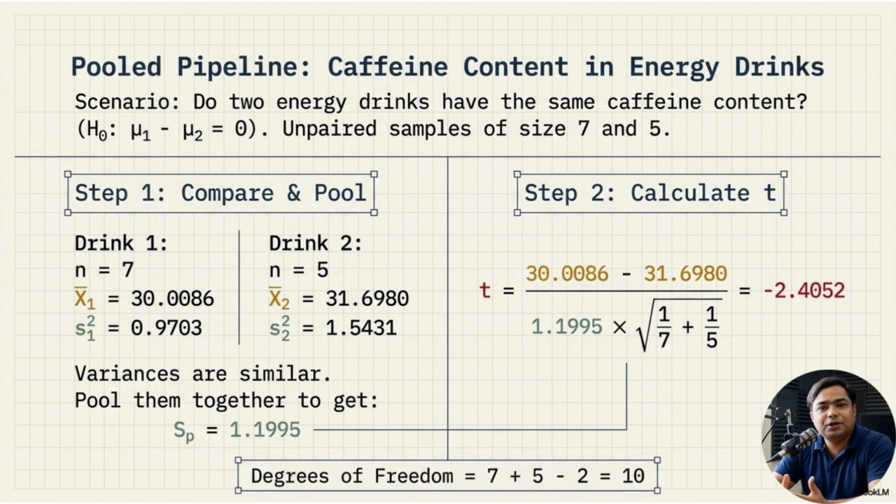The sample variances are also given. Because the variances are considered similar, we pool them together. The pooled standard deviation is shown as 1.1995. Now we calculate the t-value. The numerator is 30.0086 minus 31.6980. This gives a negative difference because the mean of drink 1 is smaller than the mean of drink 2. Then we divide by the pooled standard error. The calculated t-value is approximately minus 2.4052. The degrees of freedom are 7 plus 5 minus 2, which equals 10.